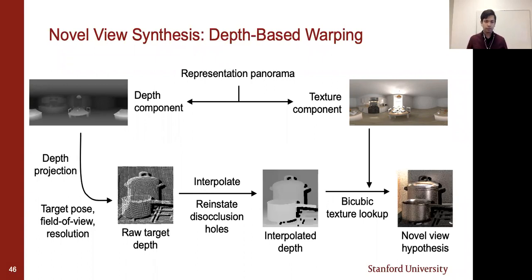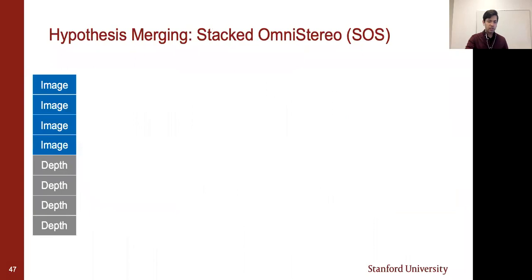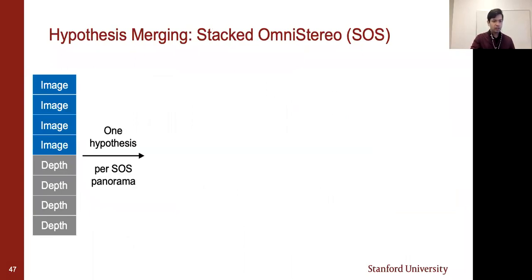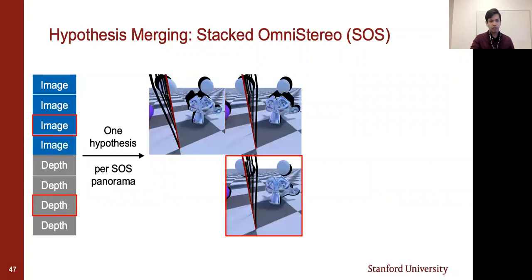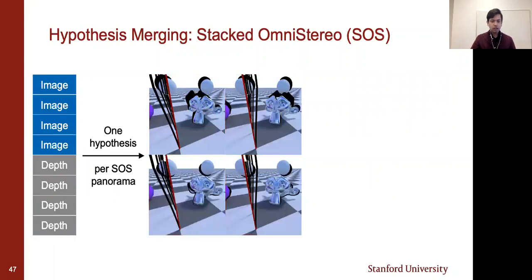For stacked omnistereo, we have 4 such texture plus depth panoramas, and this means we get 1 such hypothesis from each panorama. By design, all of these hypotheses will agree with each other everywhere except where we have disocclusion holes shown in black, or where the scene is non-Lambertian.